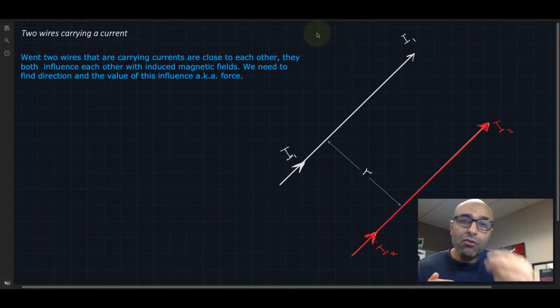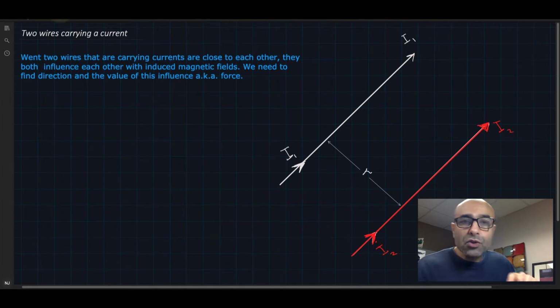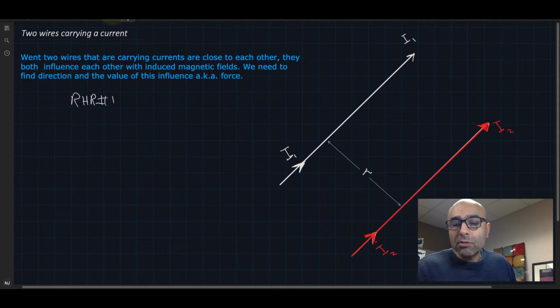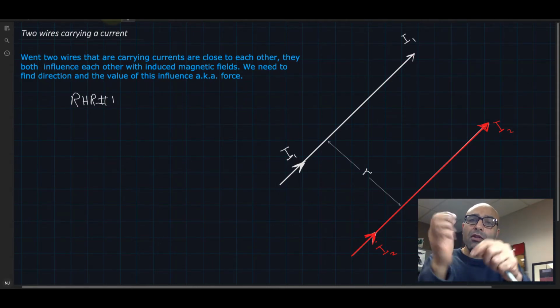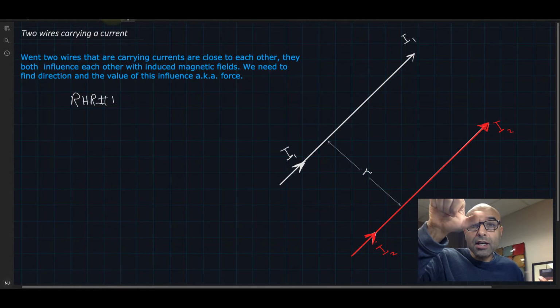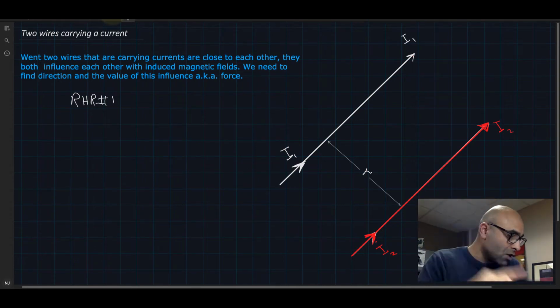Okay, but before we try to solve this problem, we need to remember two things. We have two right-hand rules. Right-hand rule number one: for the magnetic field force, your four fingers are the magnetic field, your thumb is the velocity, or the current in this case, and the palm of your hand is where the force is. So that's the right-hand rule.